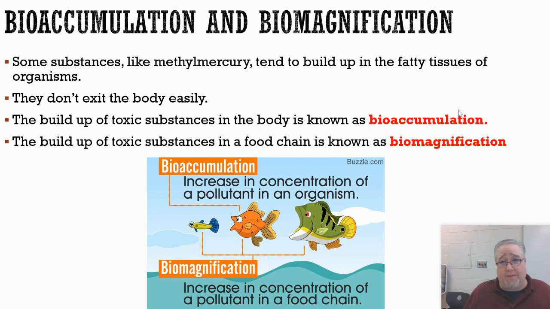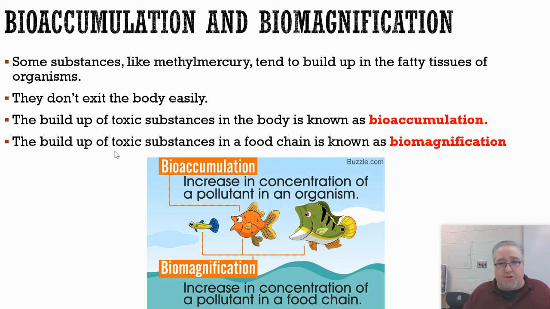So, I think this is a good time to take a look at a couple of terms that we've talked about before. The term bioaccumulation. Bioaccumulation basically refers to any substance, and heavy metals are one of these, that can just start building up in the tissues of the body. For example, mercury builds up in the fatty tissues of fish, and it doesn't leave. It's not like they can urinate it out. It just stays in their body. So we call that bioaccumulation. It just starts accumulating in the bodies of organisms.